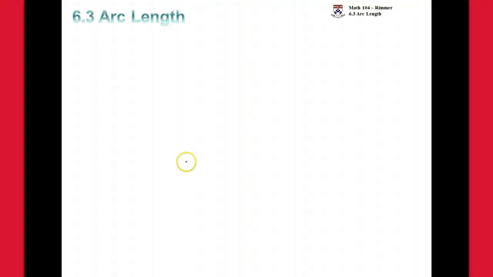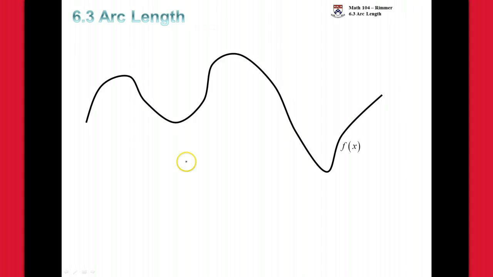Okay, let's study arc length. Here's the deal. Picture this as a road, and we have some starting point x equals a, some ending point x equals b. If we were to travel along the road, how far would we have traveled? We're in search of the arc length, the distance traveled along the curve from some starting point at x equals a to some ending point at x equals b.